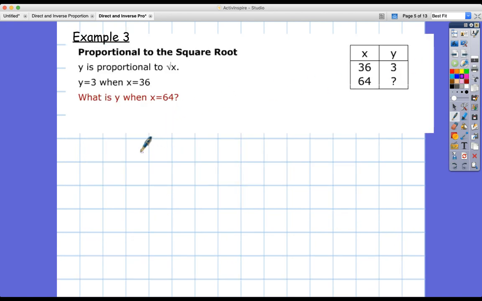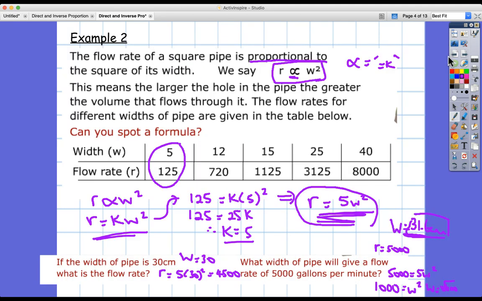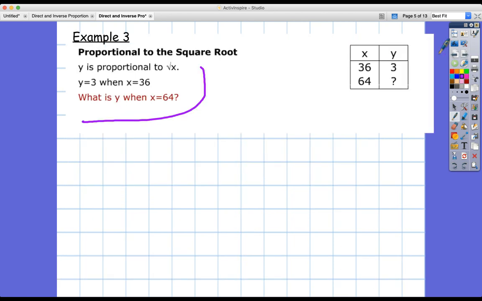Let's go on to the next one. Example 3: proportional to the square root. So now it's a lot less information if you compare the size of that question to the last one. But it's all we need. So y is proportional to the square root of x. Let's do this again. We just immediately change that into y equals k square root of x. We change the proportionality sign into equals k.